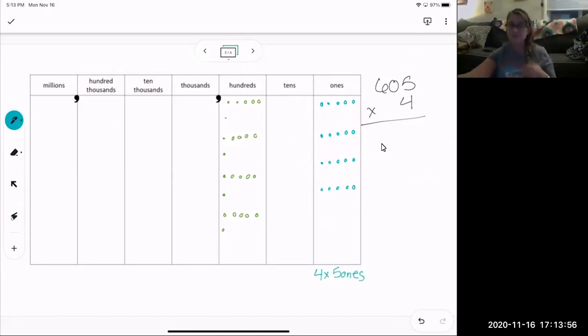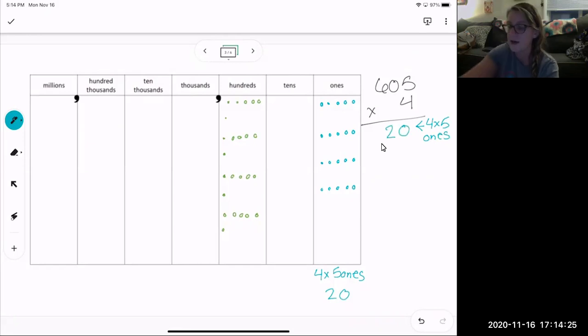And 4 times 5 ones is, well, I know 4 times 5 is 20, so that's going to be 20 ones, which is just equal to 20. Okay, next I'm going to record it in our partial products in our vertical problem. 4 times 5 ones. Okay, so we know that is 20.